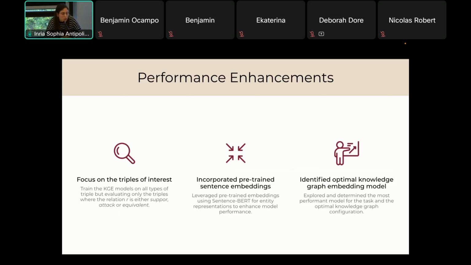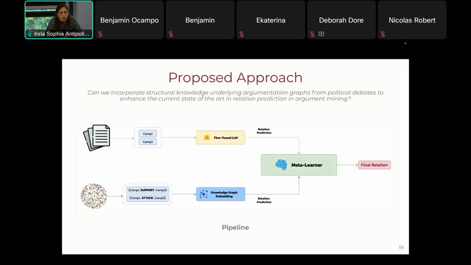Then, as I said before, we incorporated pre-trained sentence embeddings using SentenceBERT, which is a modified BERT network that outputs more accurate sentence embeddings for the entities. And then we identified the optimal knowledge graph embedding model and its optimal knowledge graph configuration. Finally, we arrived at the approach, which is the combination of a fine-tuned LLM and a knowledge graph embedding model, which output a prediction of the relation that goes into a meta-learner that outputs a final relation.